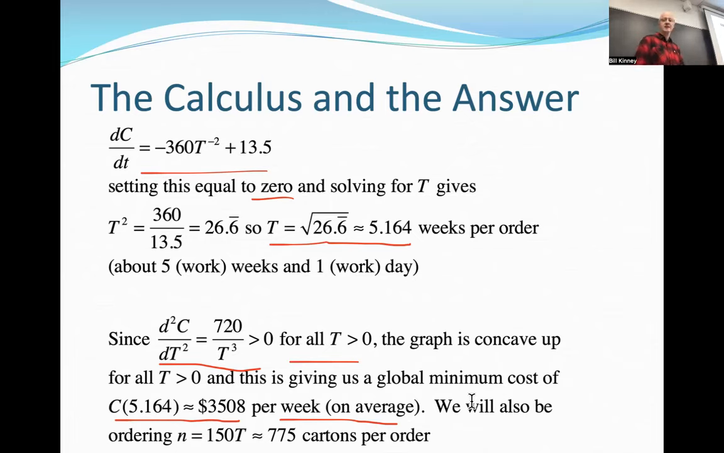It's almost every 5.2 weeks, and there are 52 weeks in a year. So you almost think of this as a cost that you've got to pay about 10 times a year, since there are 52 weeks in a year, and this is close to 5.2 weeks per order. Okay. And yes, about 775 cartons per order.